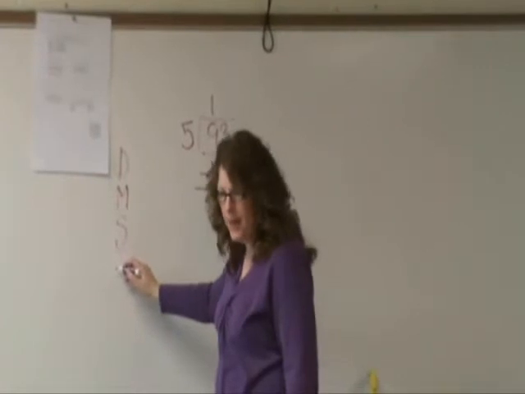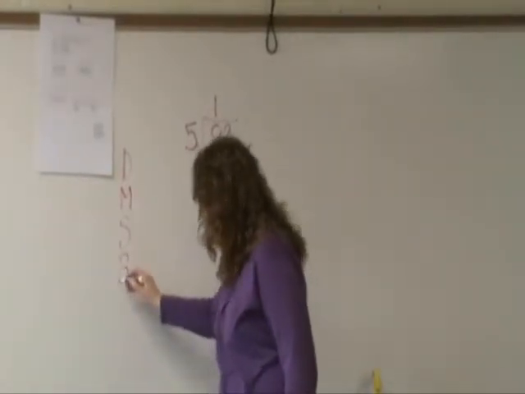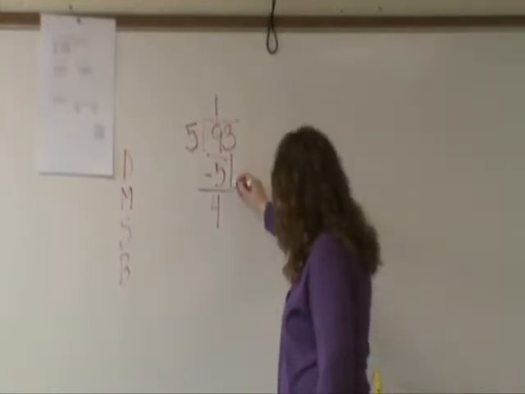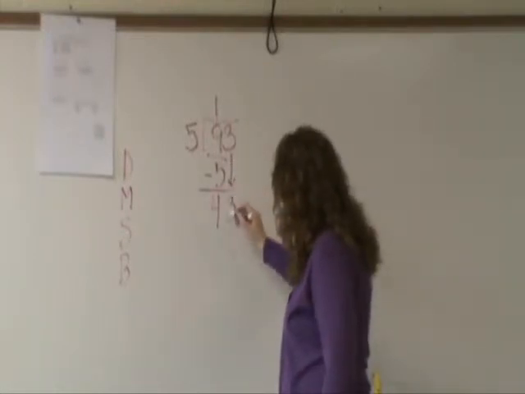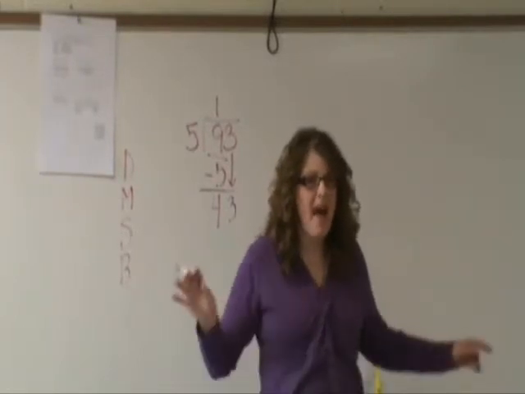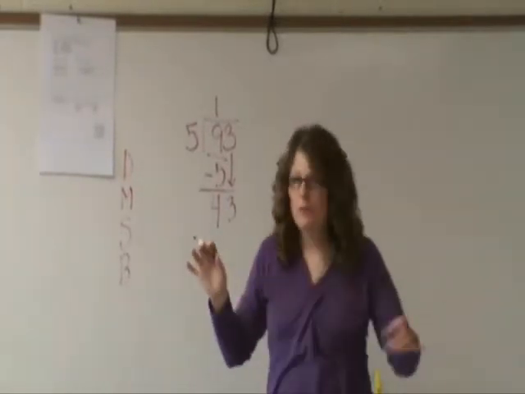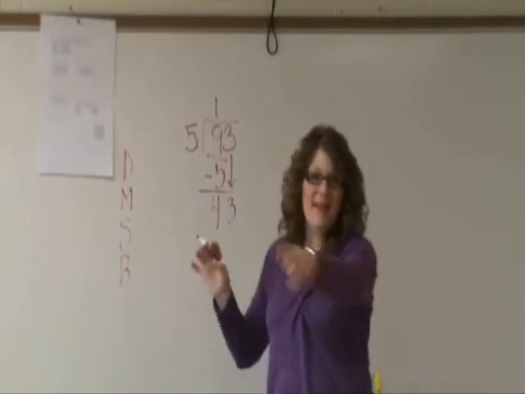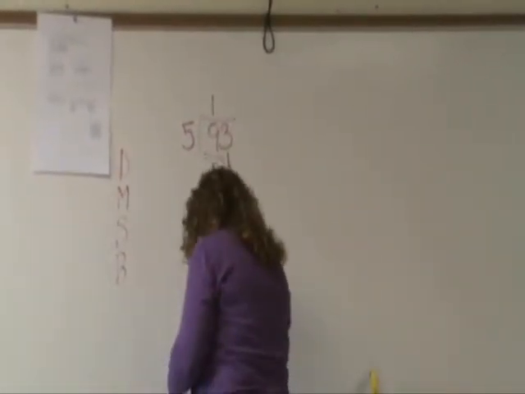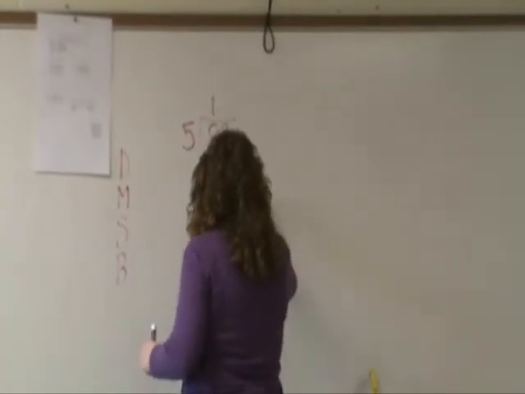The next step is bring down. Bring down. Okay? So what am I bringing down? 3. I'm going to bring down the 3. All right? What's the new number that's in the house? The 4. Not just the 4. 43. Yes, 43 is in the house now. Okay? This is the new number in the house.